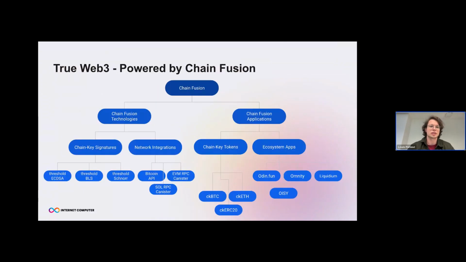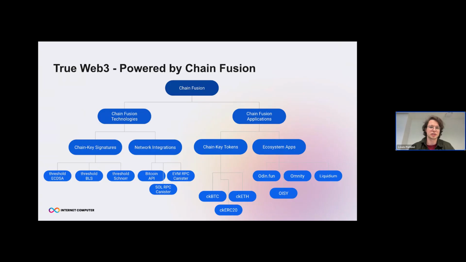Chain Fusion is a little bit of a broad umbrella term used to describe many things that the IC does. It basically refers to the ICP's ability to interact with other blockchains. And the idea is to bring everything together and use the features of other blockchains together with the unique features of the ICP in a single dApp.